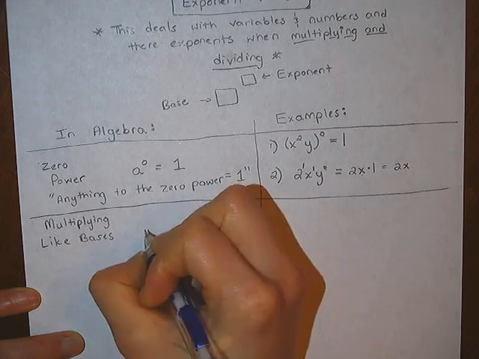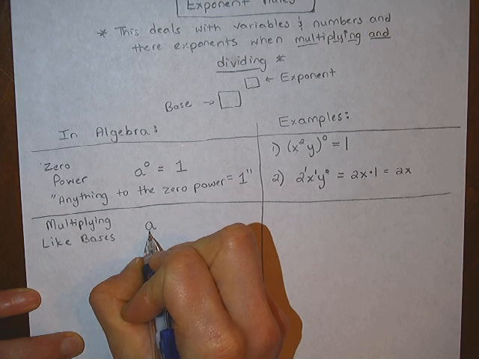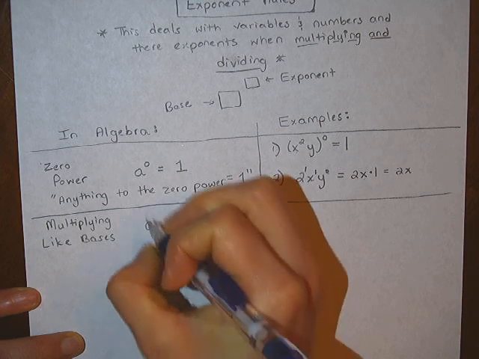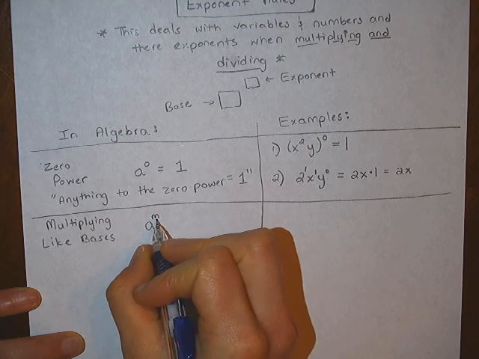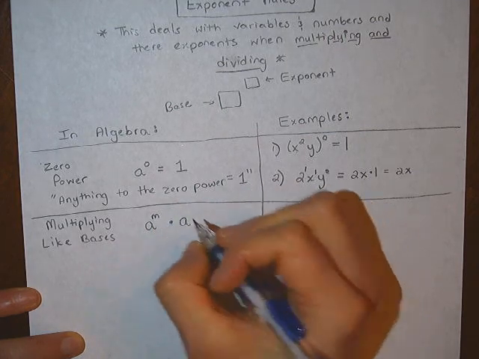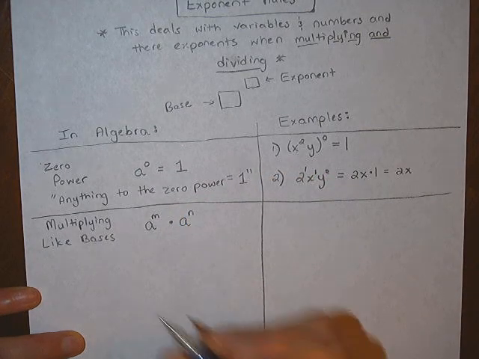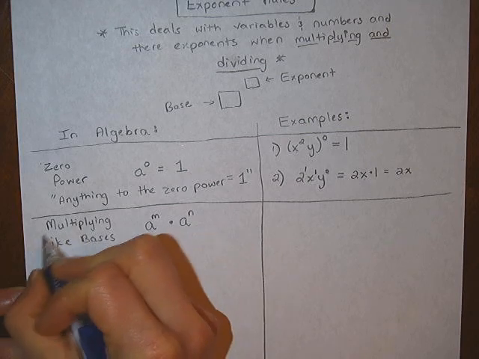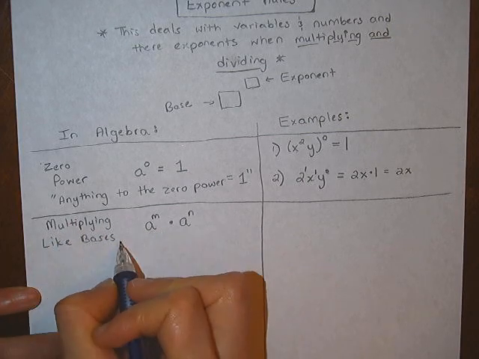Okay, so I'll use the same letter as I did before. Let's say that you have the base that's an a, and then it has the exponent or power of m. And you're multiplying that times base a with an exponent or a power of n. So notice you're multiplying like bases.